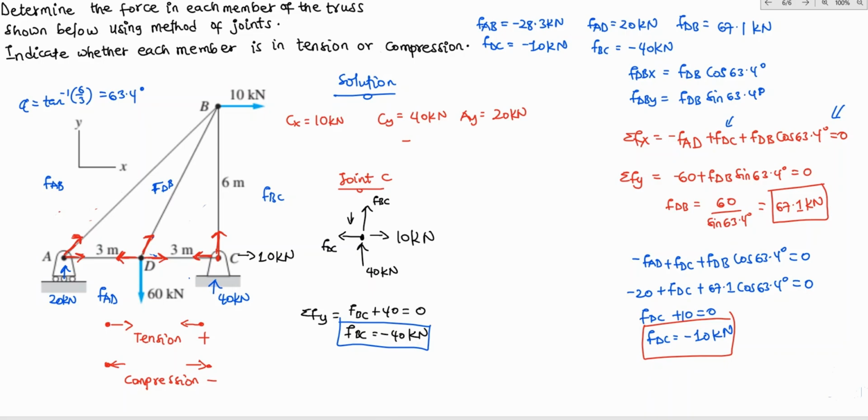Okay, so now let's look at how you're going to determine if the members are actually in tension or in compression. For FAB, we chose the direction to be going in this direction, and after the calculation, you got FAB to be a negative value. That means the direction we chose was wrong. So it's actually supposed to be in the opposite direction. You have to clean it and indicate the actual correct direction, which will be this direction rather.